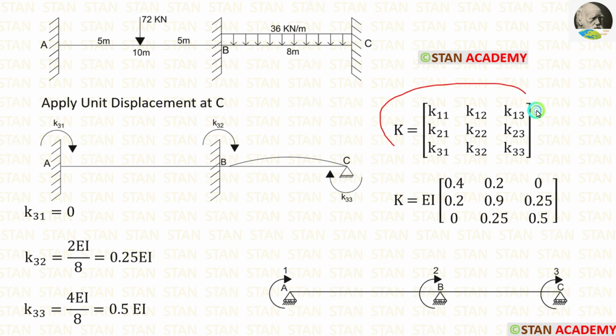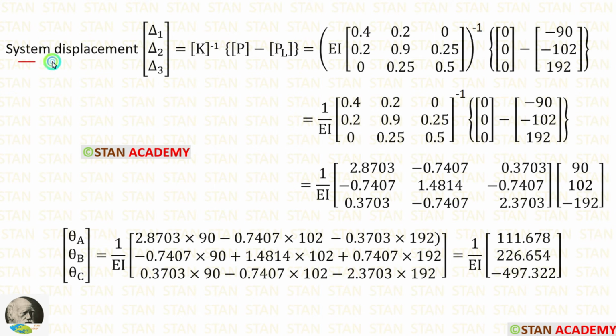In the stiffness matrix, we have calculated all of the rows. We can enter them. EI is common for all of the values, so we can take it outside. In the system displacement formula, we have found the stiffness matrix, the P matrix and the PL matrix. Let us apply all the values. We can take EI outside. We know that EI inverse is equal to 1 by EI.